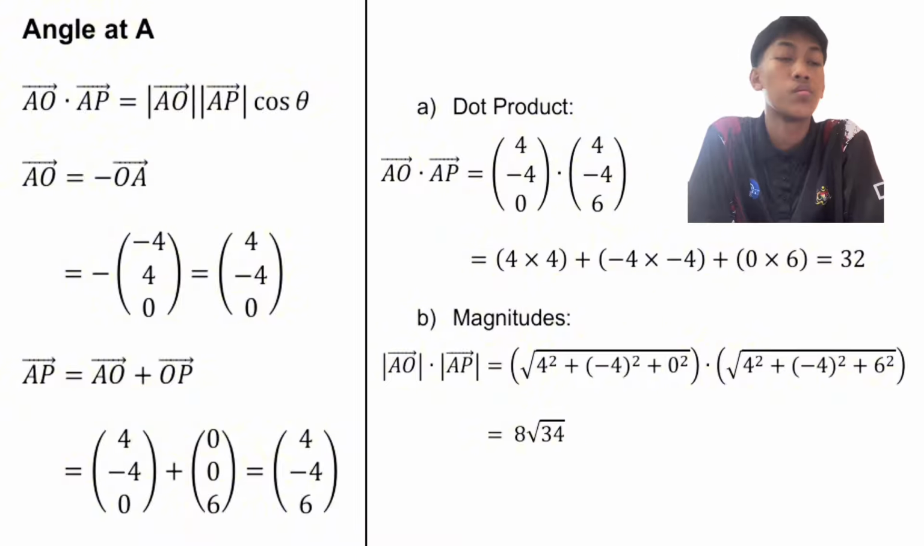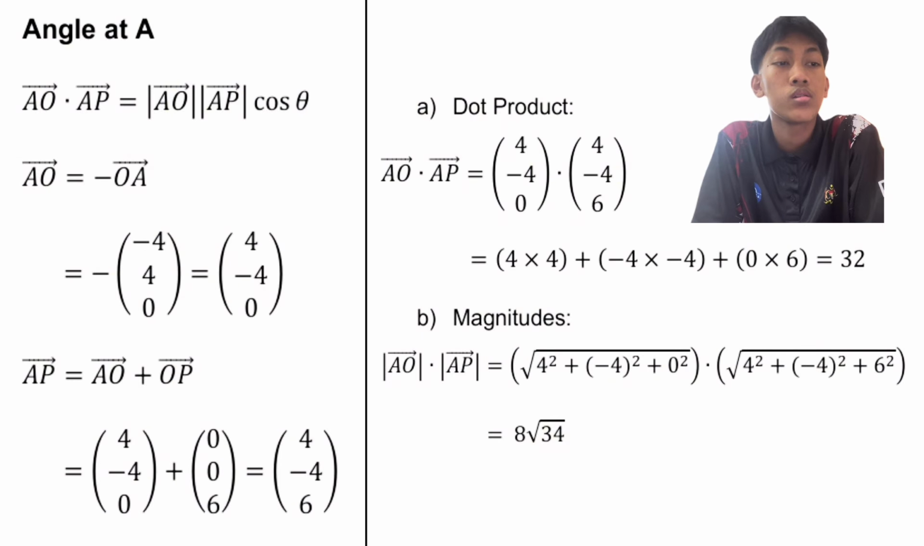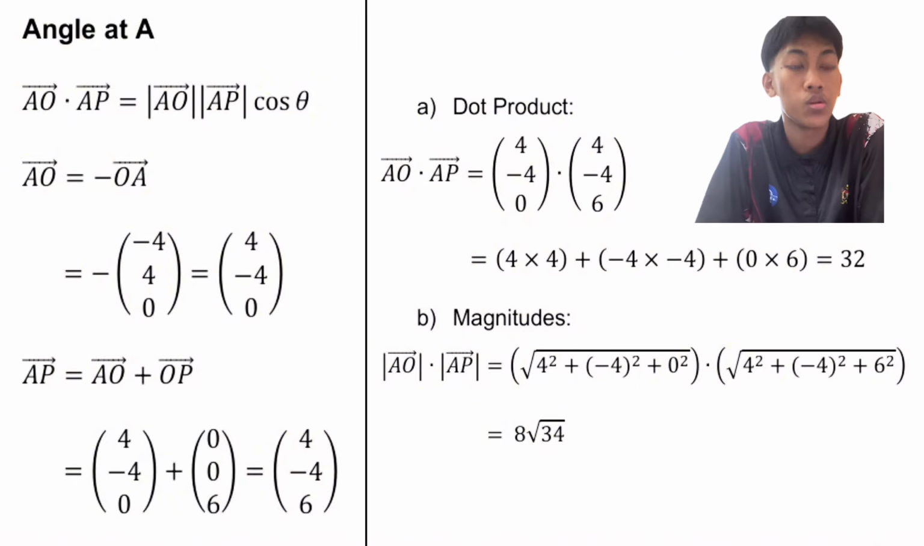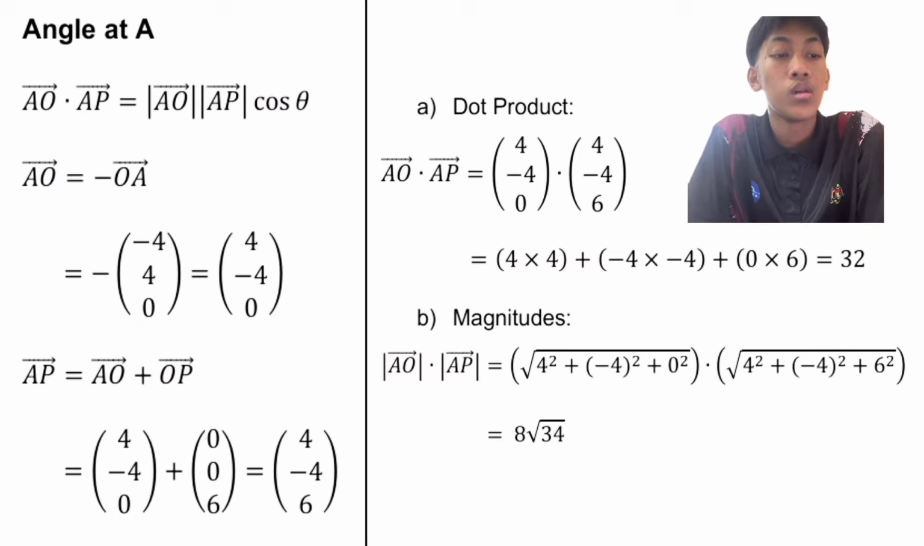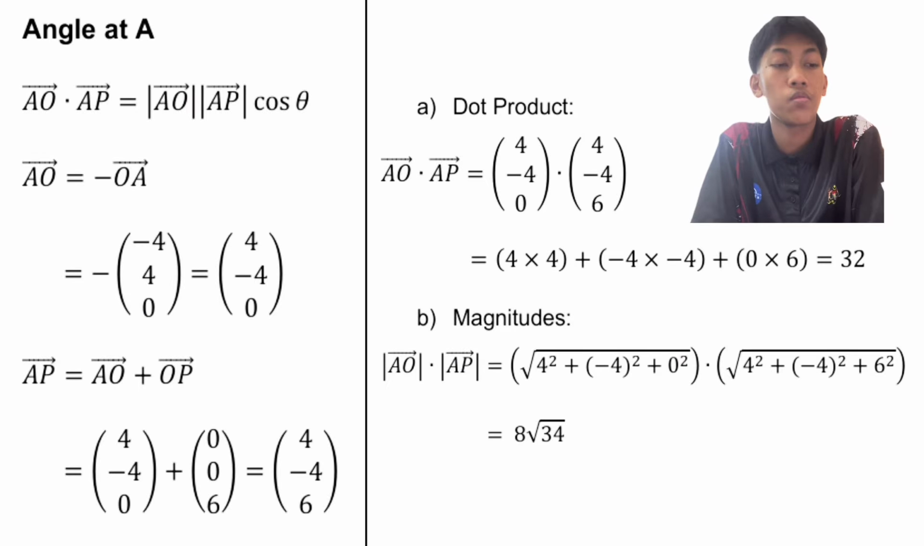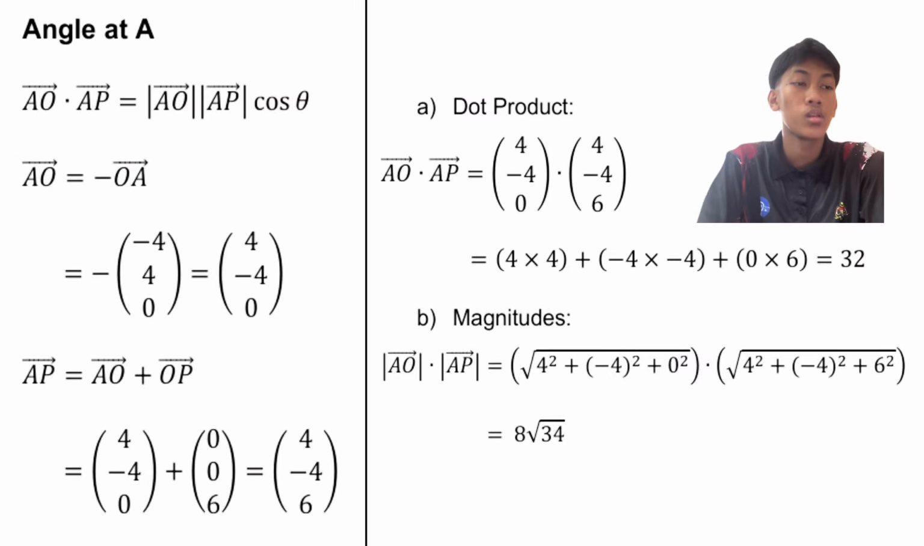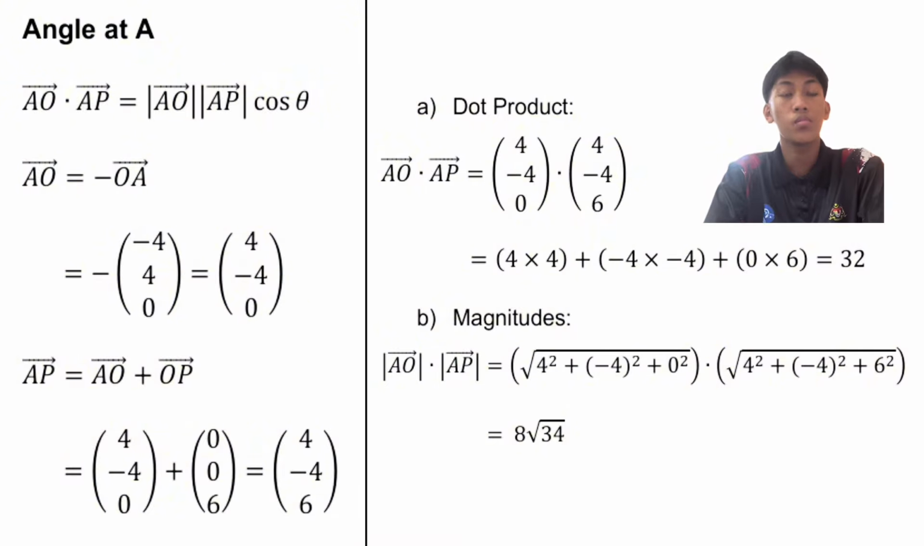Another section is we want to find the angle at A, which requires two vectors, AO and AP. So first we find AO. Absolutely, and there is no doubt that AO is equal to negative OA. So we get AO is equal to 4, negative 4 and 0. And then we find AP. So AP is equal to AO plus OP. So the final answer is 4, negative 4 and 6. And then we calculate the dot product, which is AO multiplied by AP. So we get 4 multiplied by 4 plus negative 4 multiplied by negative 4 plus 0 multiplied by 6. So the dot product is 32.